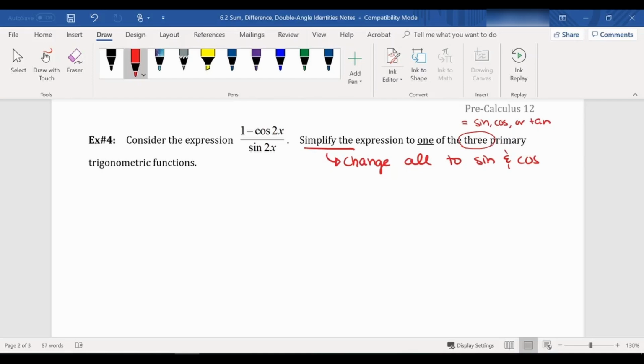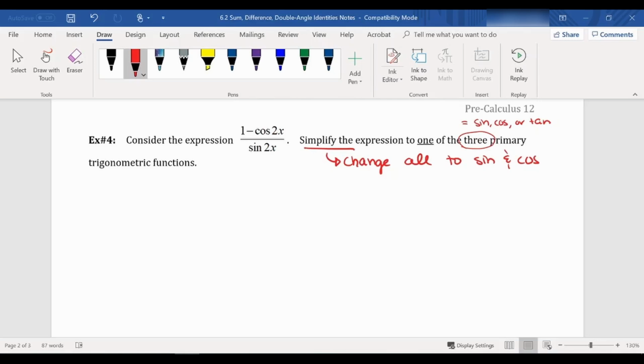Now, some of you might look at this and go, well, it already is sines and cosines, but it's not. It's a cosine 2x and a sine 2x. When I say change to sines and cosines, that means just a cosine x or a sine x. They can be squared, that's fine, but there shouldn't be something else inside the function like a 2.